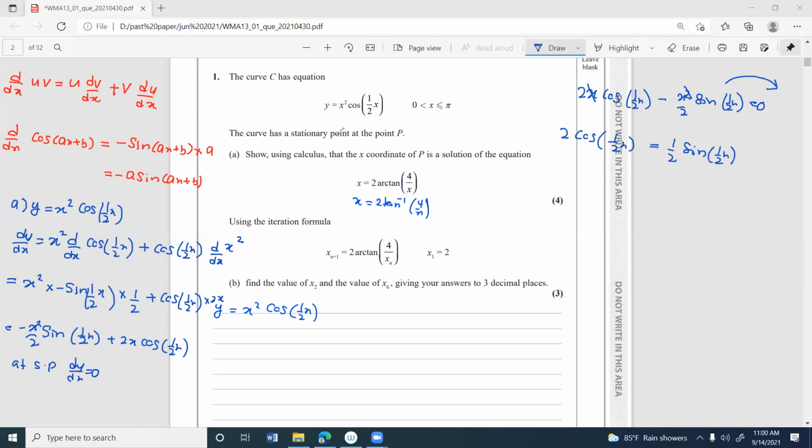I want to make this in tan format because that is what they're going to tan inverse. Therefore, I'll bring this cos half x to this side and this 2 to this side. So 4 over x equals sine half x divided by cos half x, then you can write tan half x is equal to 4 over x.